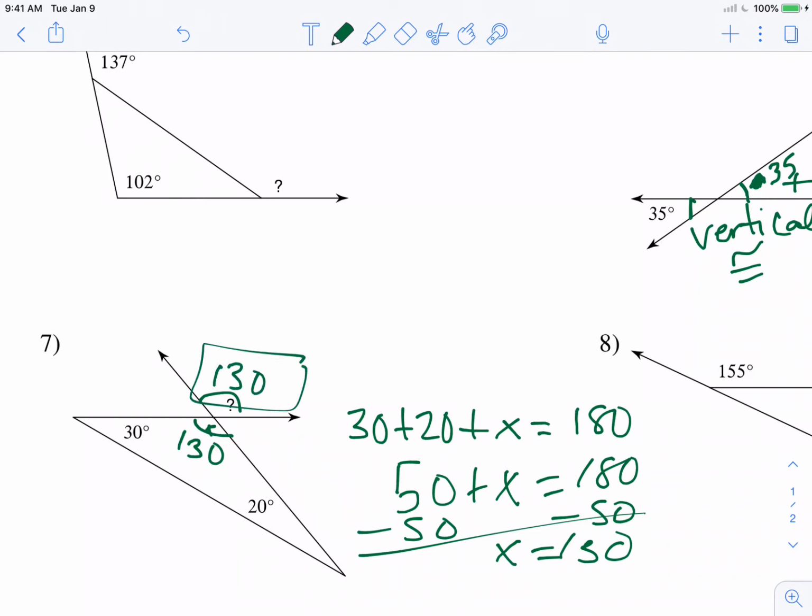Okay? So those are the two types of angle relationships you're going to use in today's assignment. Good luck.